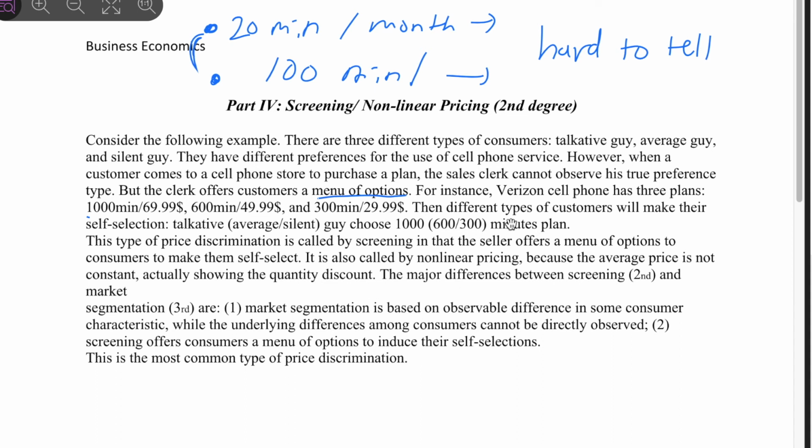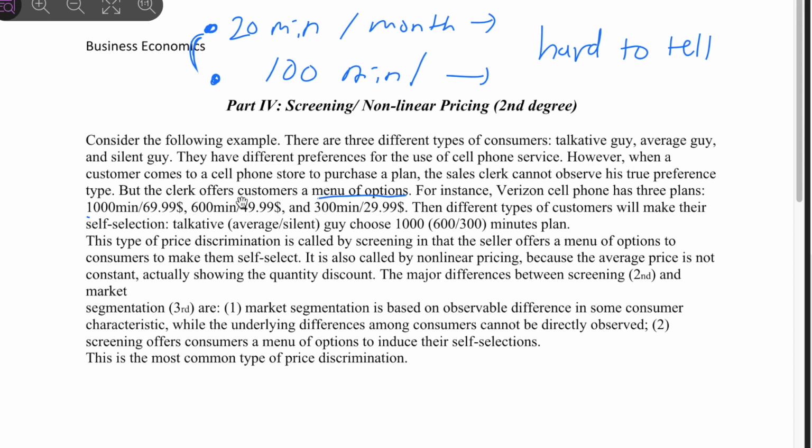Then the different types of consumers will make their self-selection. So for me, there's no lower, so I'm gonna go for the lowest plan for now and forever, right? If my phone call requires more than 300 minutes, I might go over, right?